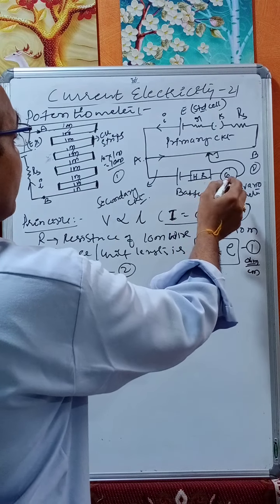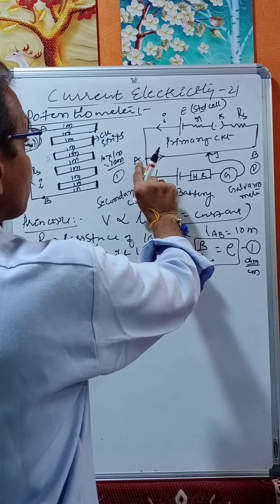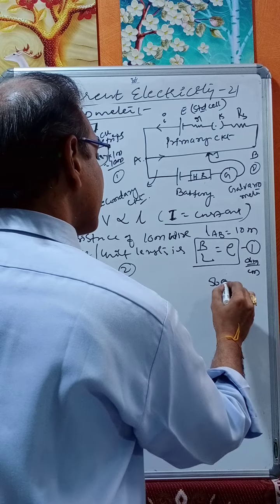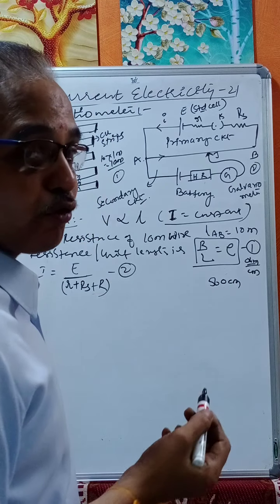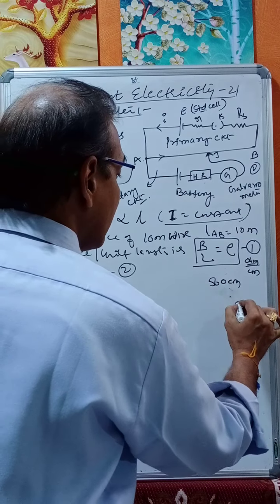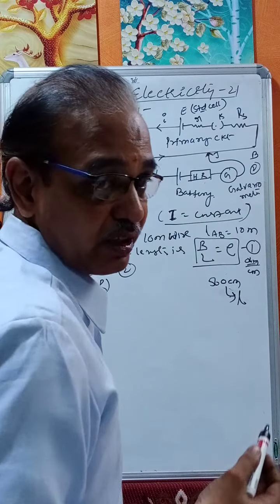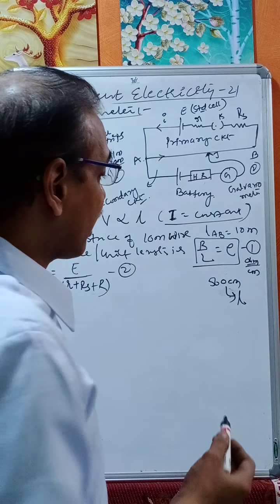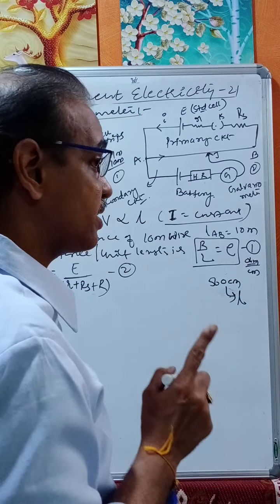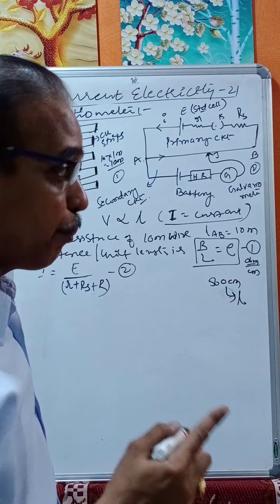Now again run the jockey. We can circuit this one, the primary circuit, and run the jockey from A to B. At some length, let us say 560 centimeters or 700 centimeters or 480 centimeters, at some length small l, the galvanometer shows zero deflection. Then in such a case, the circuit is balanced.